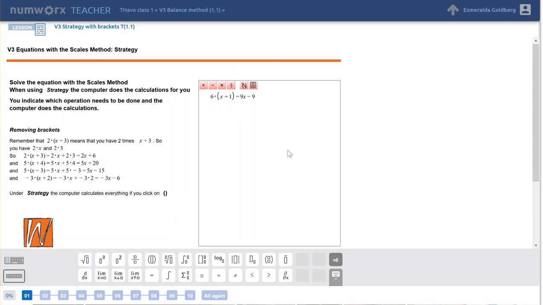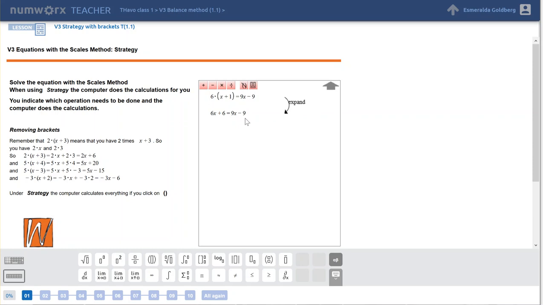In the previous instruction video that I made for today, I showed you how you have to remove brackets. So in this case, if we have to remove these brackets, we do 6 times x, which is 6x, and we do 6 times 1, which is 6, so we get 6x plus 6 on the left-hand side of the equation. Now, if we use this button, we tell the computer to remove the bracket. So if we press it, it will indeed say that the left-hand side becomes 6x plus 6, and the right-hand side stays the same. As you can see, removing brackets is called expanding as well.